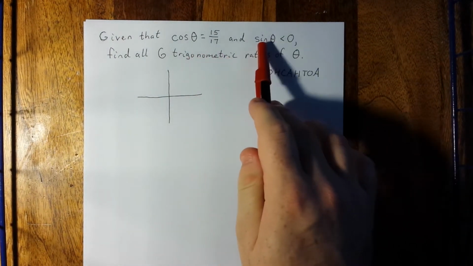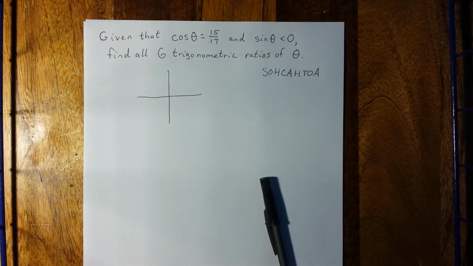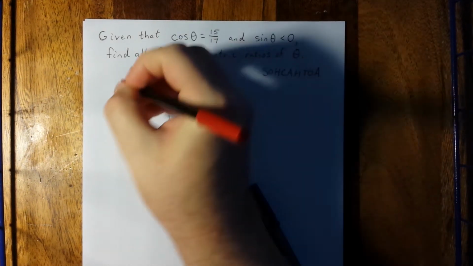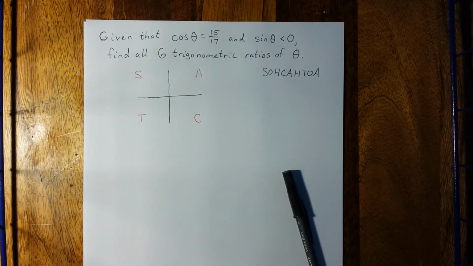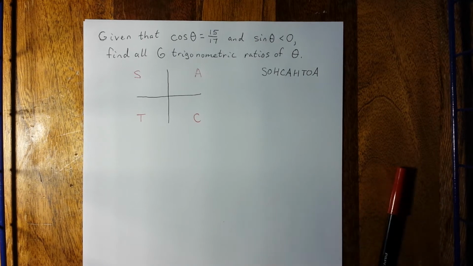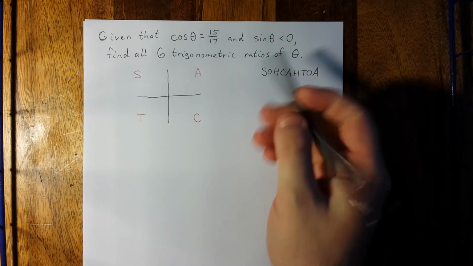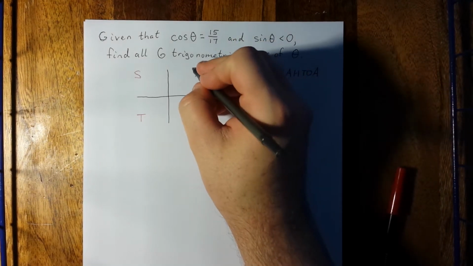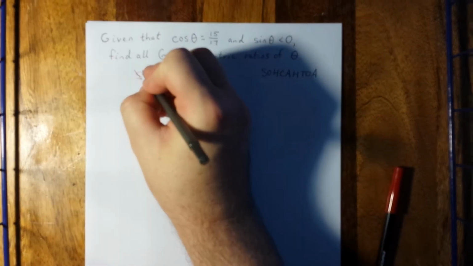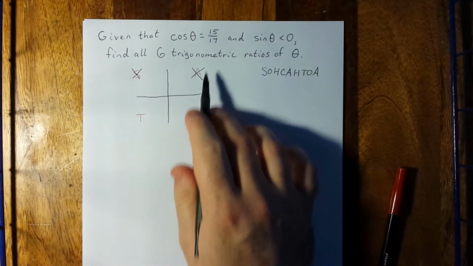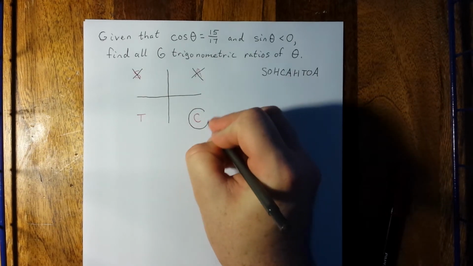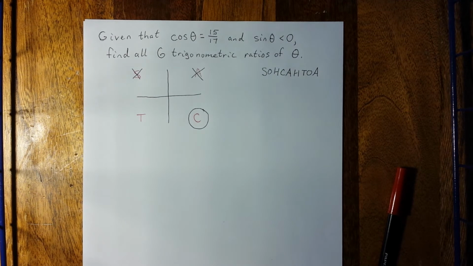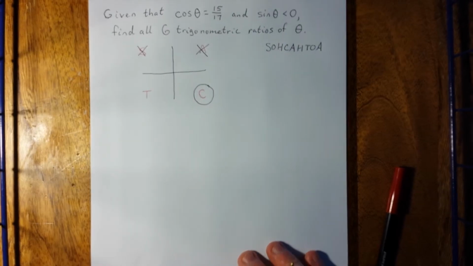Now, we're told in the problem that the sine is definitely going to be a negative value. If the sine is negative, we know that all students take calculus, and that this is a mnemonic for what is positive in what quadrant. So with that in mind, the sine is positive in both quadrants 1 and 2. So it definitely can't be one of those. In addition, the cosine is a positive value. Cosine is positive in 1 and 4. Since we've already eliminated 1 as a possibility, we know that theta is going to be a quadrant 4 angle.